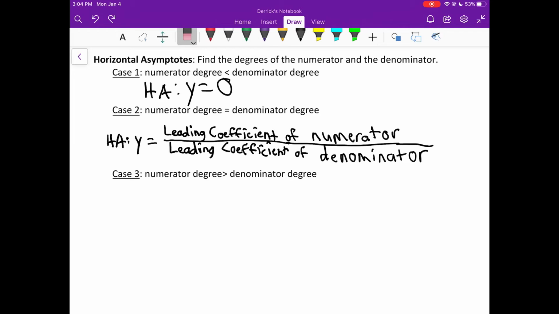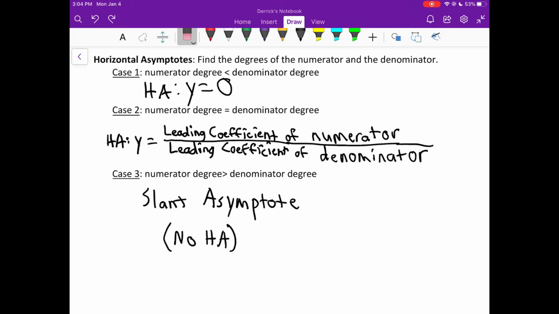Last but not least, we have the third case. If your numerator degree is greater than your denominator degree, then you actually don't have a horizontal asymptote, you have a slant asymptote. Now later on you may be asked to find slant asymptotes. I'll make a separate video if necessary about how to find slant asymptotes, but for now, if you were asked to find a horizontal asymptote, technically the answer would be that you have no horizontal asymptote. You don't have one because a slant is not horizontal. It's diagonal of some kind.